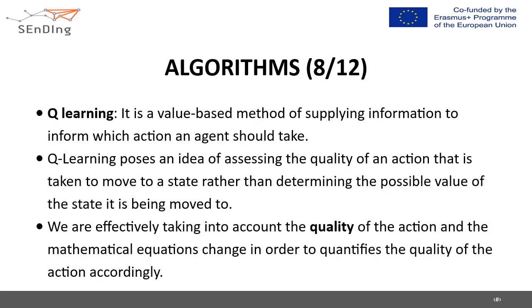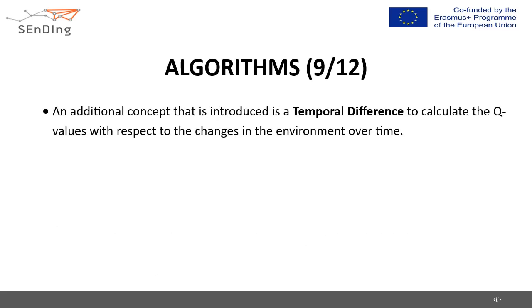Q-learning. It is a value-based method of supplying information to inform which action an agent should take. Q-learning poses an idea of assessing the quality of an action that is taken to move to a state rather than determining the possible value of the state it is being moved to. We are effectively taking into account the quality of the action, and the mathematical equations change in order to quantify the quality of the action accordingly. An additional concept that is introduced is a temporal difference to calculate the Q values with respect to the changes in the environment over time.